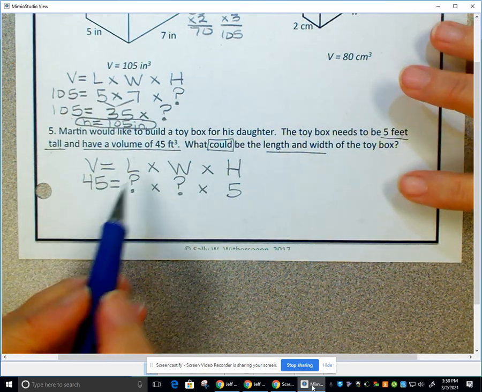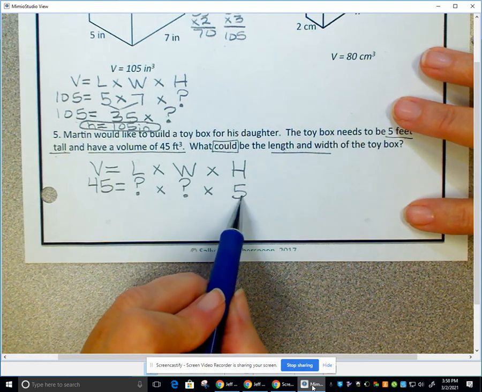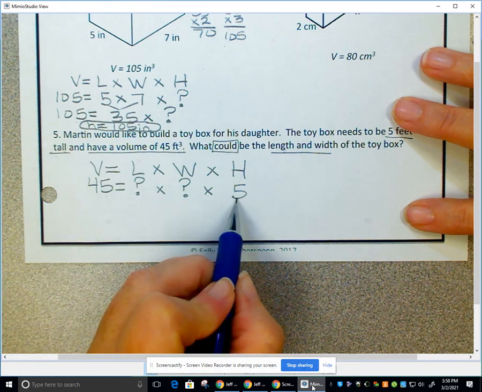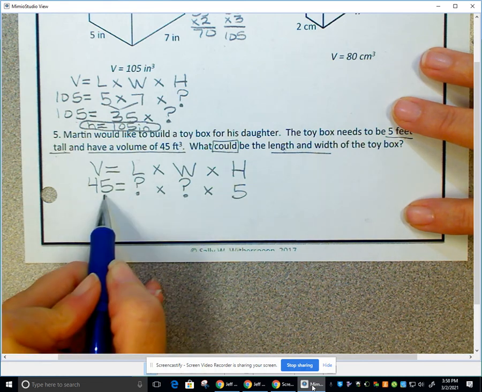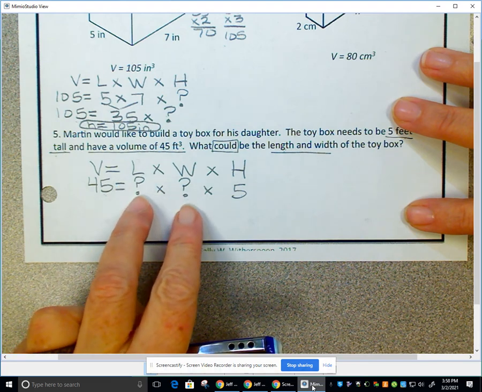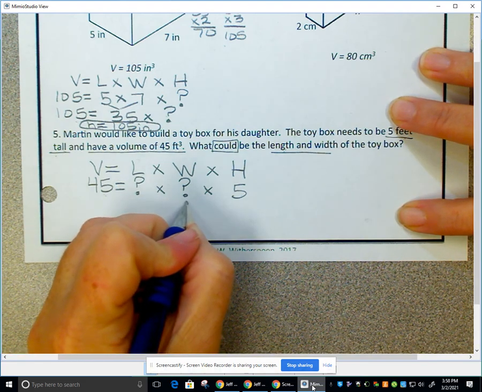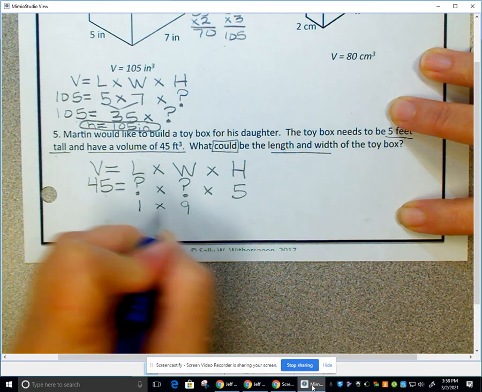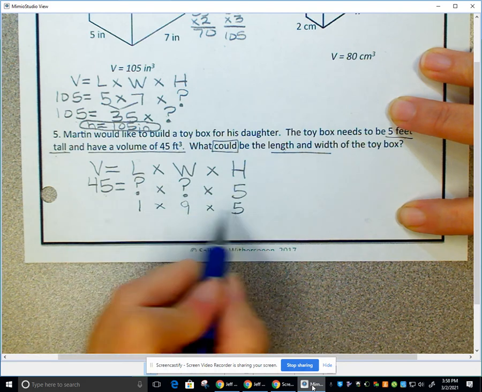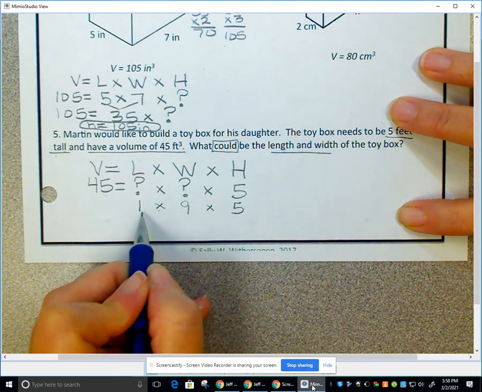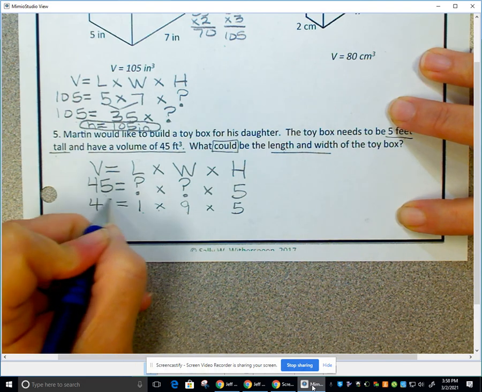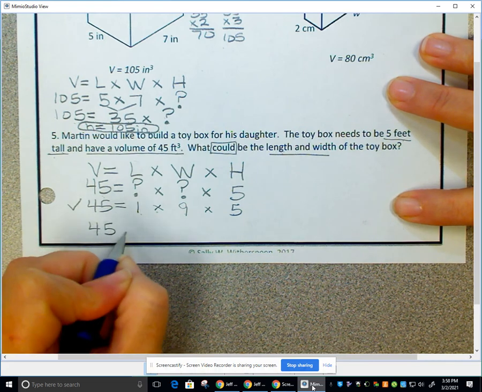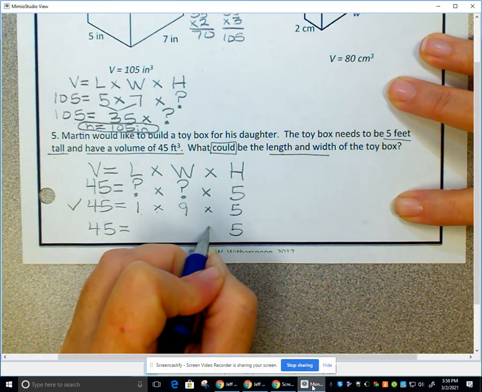Now, so I've got to say, well, 5 times this and this will give me 45. Well, I know 5 times 9 would be 45, but I need 2 numbers. So what if I made this one a 9 and this one a 1? Would that work? 5 times 9 is 45. 45 times 1 would equal 45. Okay, that would work. Let's think of another one.